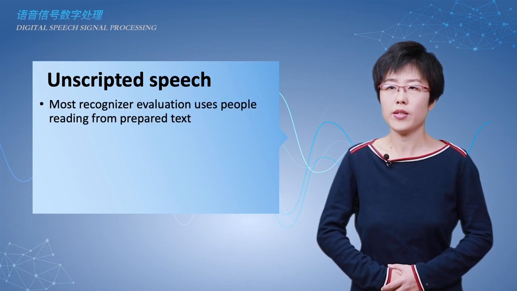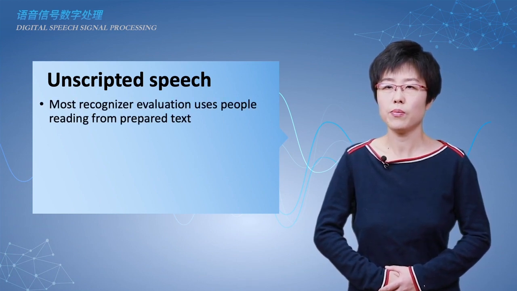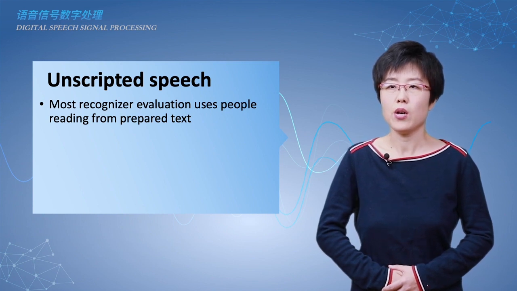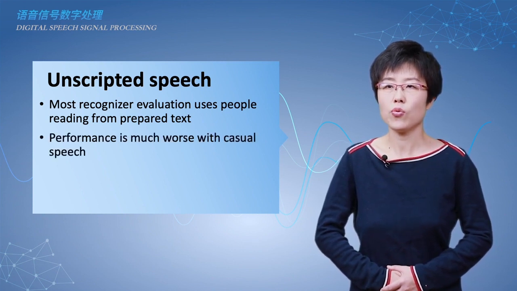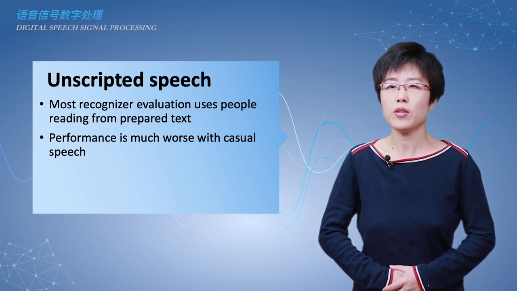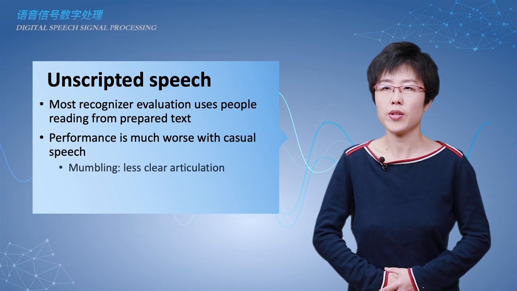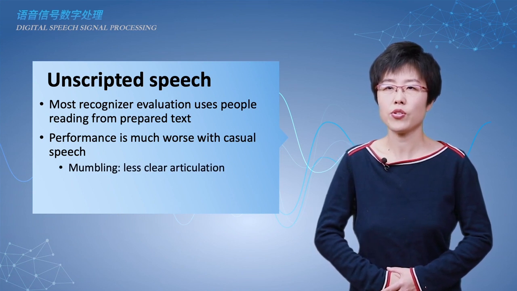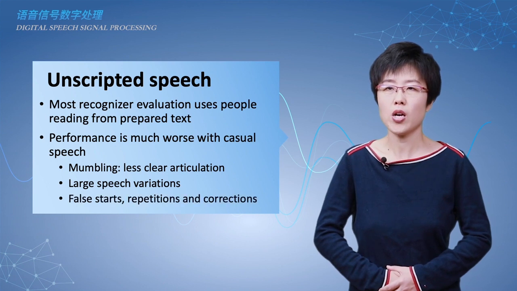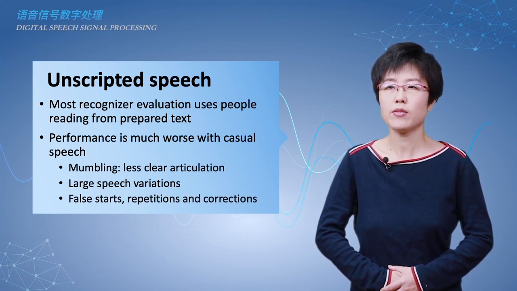Most recognizer evaluation uses people reading from a prepared text. Performance is much worse with unscripted speech. Unscripted speech contains mumbling with less clear articulation, large speech variations, false starts, repetitions, and corrections.